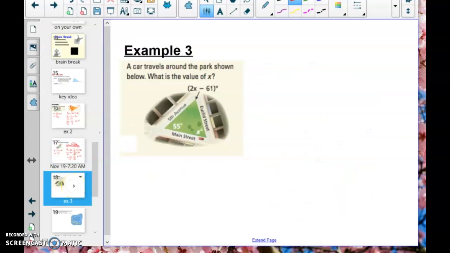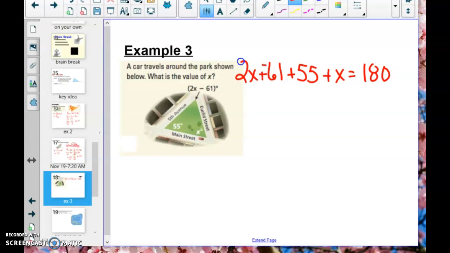All right, example 3, a real-life application. It says, a car travels around the park shown below. What is the value of x? Well, now we're going back to what we learned first, and I know that these three angles inside of the triangle have to sum to 180. So I know 2x minus 61 plus 55 plus x has to all sum to 180 degrees.